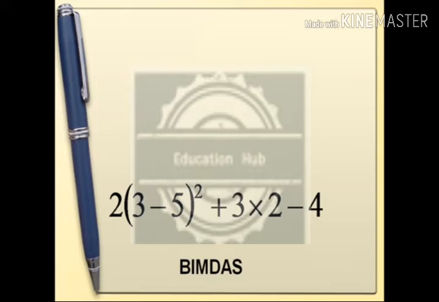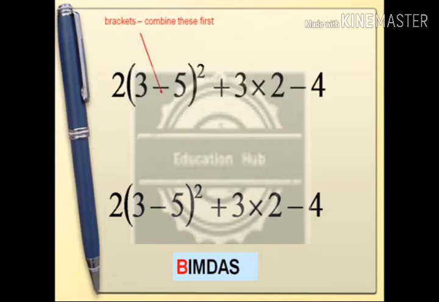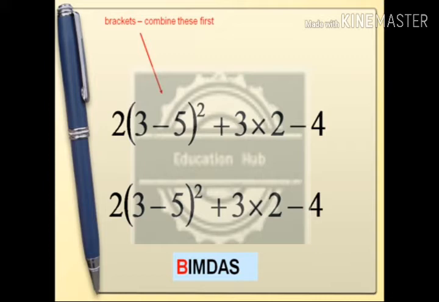Here 2 within bracket 3 minus 5, square, plus 3 into 2 minus 4 is there. So at first what do we have to do? The answer we will know, but before that, just see, at first I have to do the bracket operation. For the bracket operation, 3 minus 5, that means minus 2. So at first, minus 2 square we have to do.